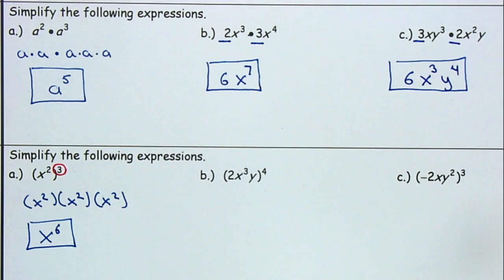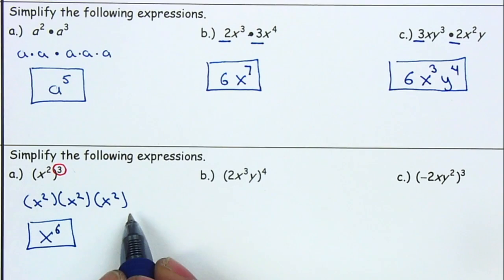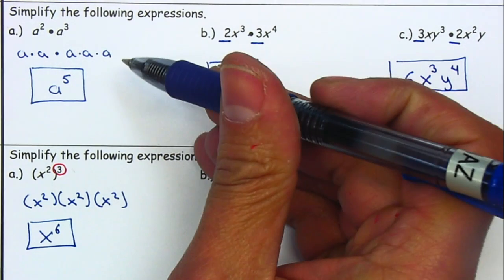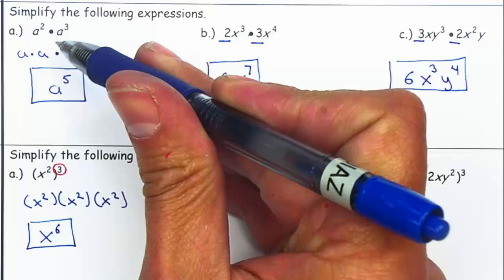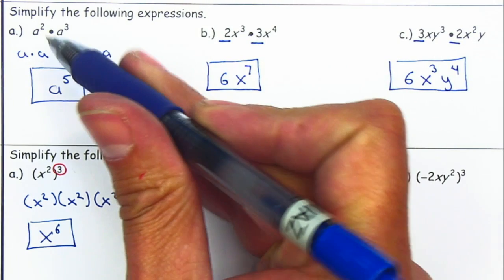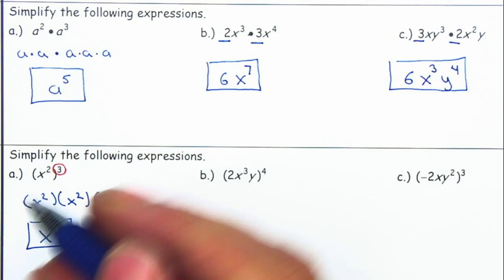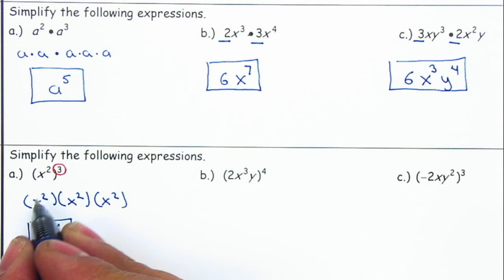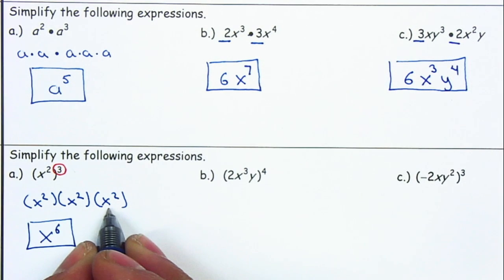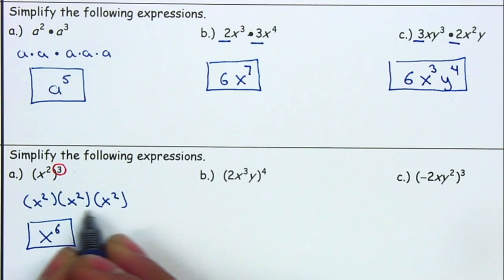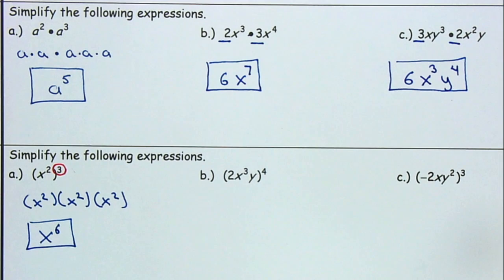If you do not rewrite it 3 times when you have an exponent outside, I will not be able to give you any credit on the homework. I'm going to return it and say, please redo. You need to expand it. Remember, on these problems, when there's no parentheses, you don't need to expand it. You can just count how many a's you have. If there's an exponent outside, you need to rewrite it 3 times, in this case. And then how many x's you have, a total of 6.